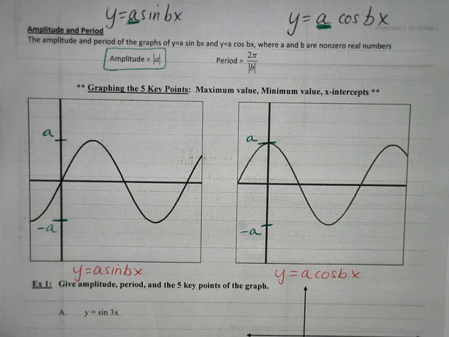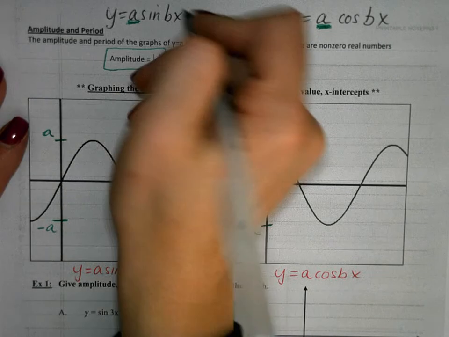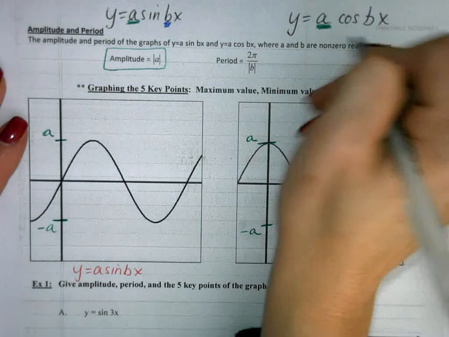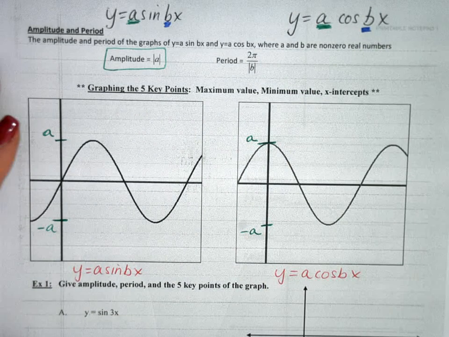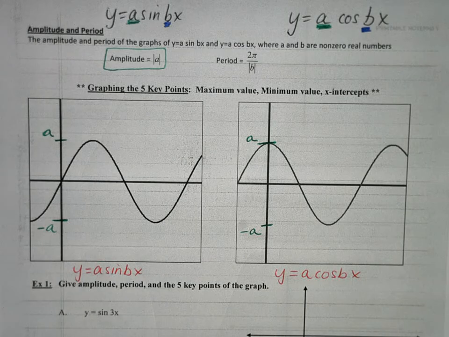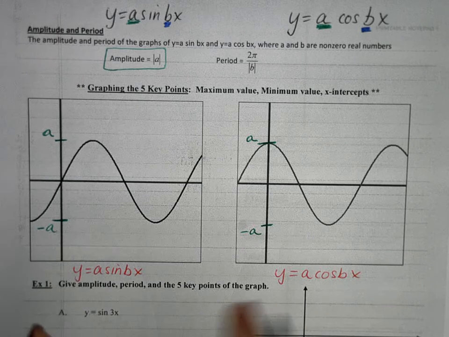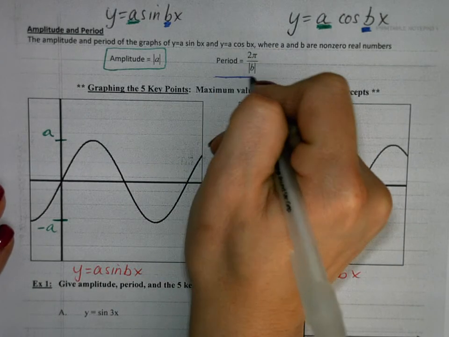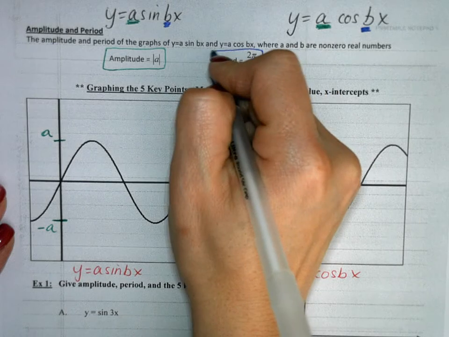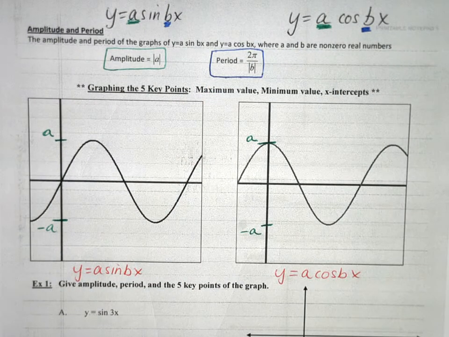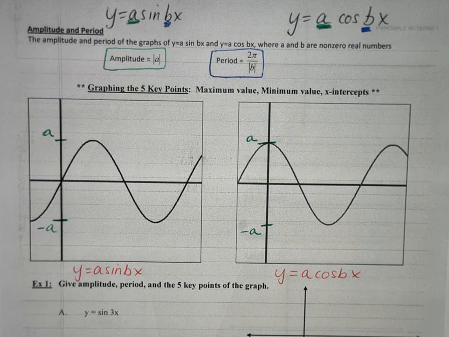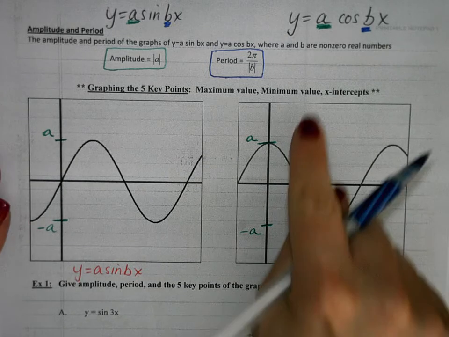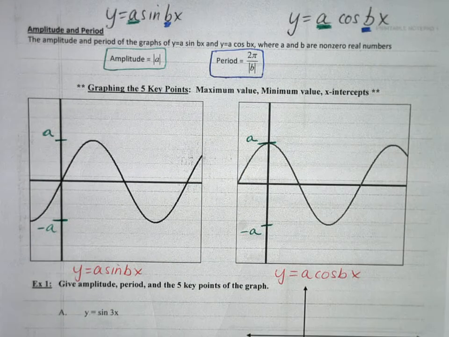All right, now my B value. My B value helps me to find the period, the horizontal length of the cycle. The period is 2 pi divided by the absolute value of B, and I commented we're going to be in radians. 2 pi is really the same as what? 360. Okay, so if I were in degrees, that would be 360 divided by the absolute value of B. But the period is 2 pi divided by the absolute value of B.